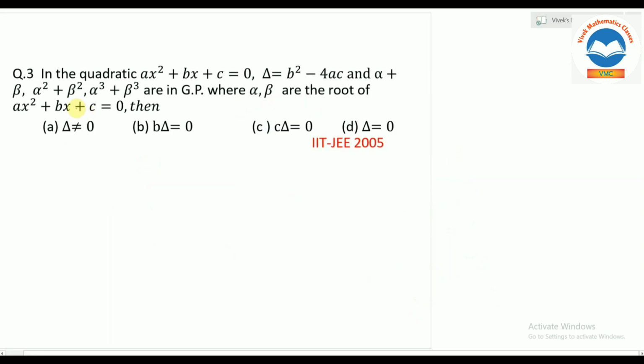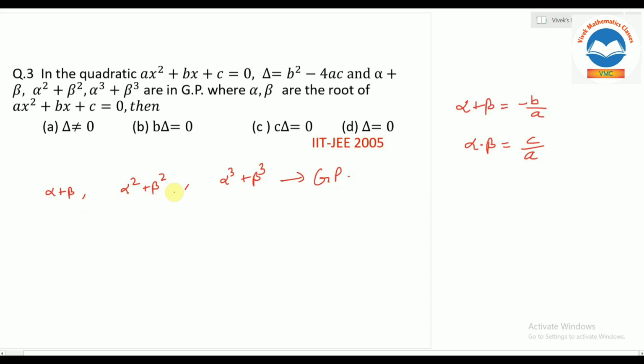In the quadratic equation ax square plus bx plus c equal to 0, delta is b square minus 4ac, and alpha plus beta, alpha square plus beta square, alpha cube plus beta cube are in GP, where alpha and beta are the roots of this equation. Alpha plus beta will be minus b by a, and alpha into beta will be c by a. Whenever we need, we will use this.